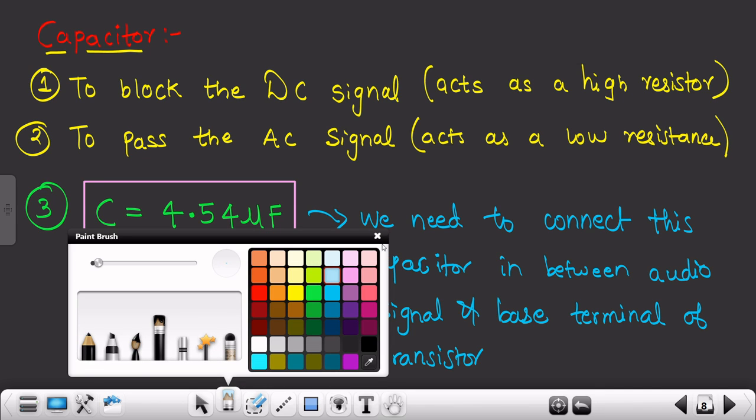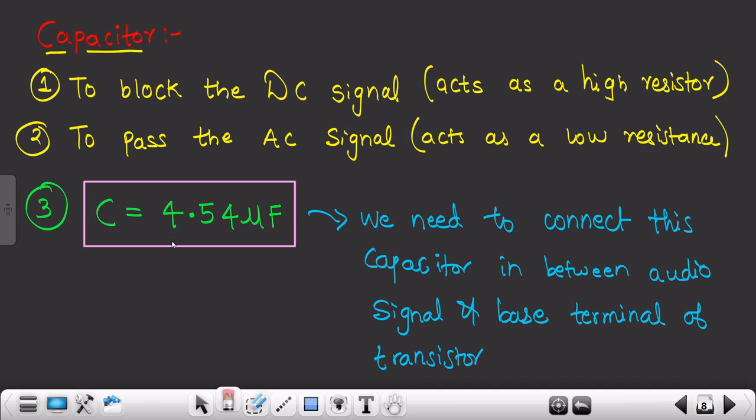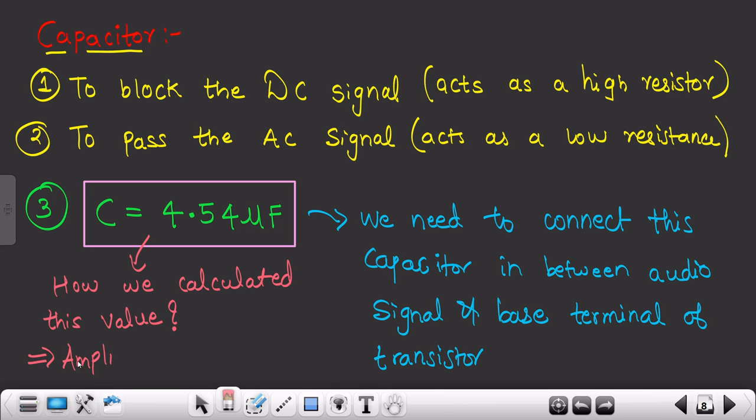And how exactly we are able to calculate this value, we'll see in the amplifier section. This would be one question arising in your mind, and we will see it in the amplifier section. That means how we are using the transistor as an amplifier. At that time we will see how we will be able to calculate the value of the capacitance of any capacitor which we are going to connect to the transistor.